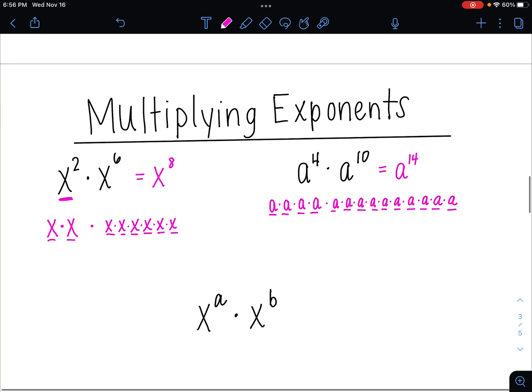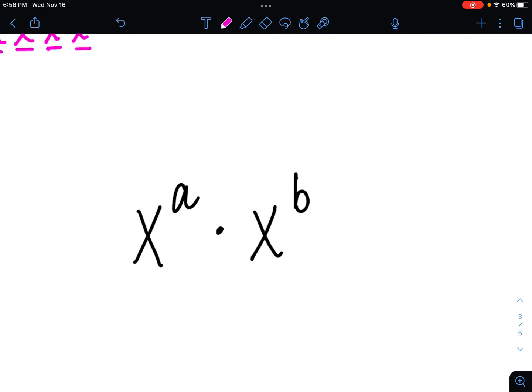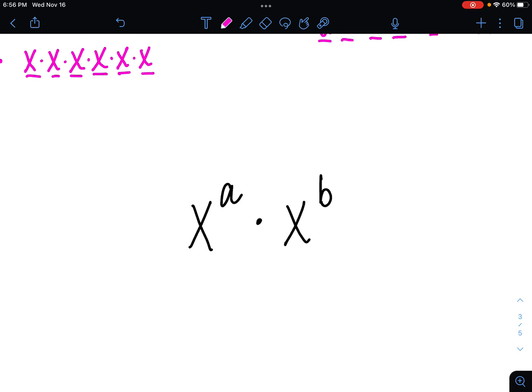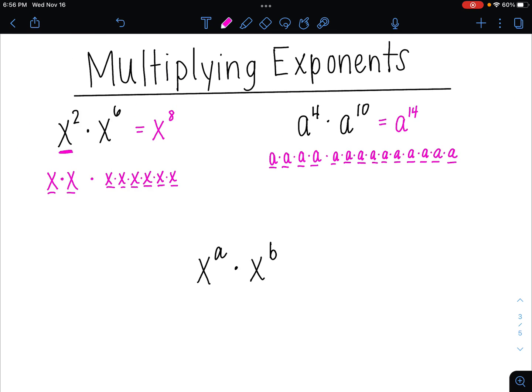So, if we think about this rule and what this would look like for any given numbers, now if we look down here, I have x to the power of a times x to the power of b. x can be any number, a can be any number, and b can be any number, and this will work every time. So, if we take a look at the exponents, in that example, we have 2 and 6, and then we got an exponent of 8, and then a to the 4th times a to the 10th, and then we got an exponent of 14.